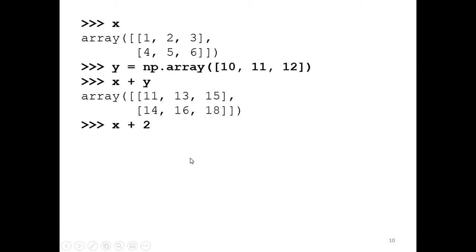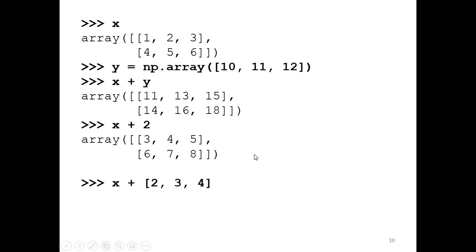If you write x plus 2, now x is a 2D array and 2 is just a scalar. So in this case, 2 will be added to each element. See, 2 plus 1, 3, 2 plus 2, 4, 2 plus 3, 5, 2 plus 4, 6, and so on. If x is a Numpy array, and this other one is not an array, it is a list, the array will dominate, the nature of the array will dominate. So what it will do, like the first example, is add these 2, 3, 4 to the corresponding elements of the first row and then the second row. So it will give 3, 5, 7, 6, 8, 10.